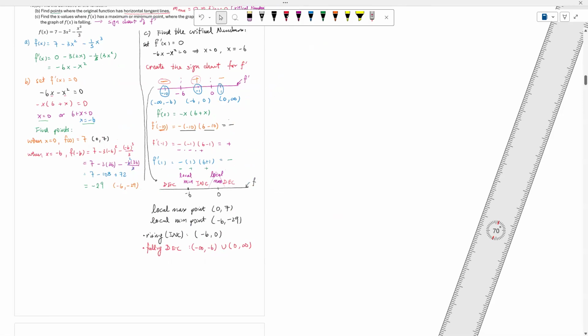Okay. So now, because we have information about where the function is increasing and decreasing, and also the local maximum and minimum, let's see if we can gather all the information and sketch the function.